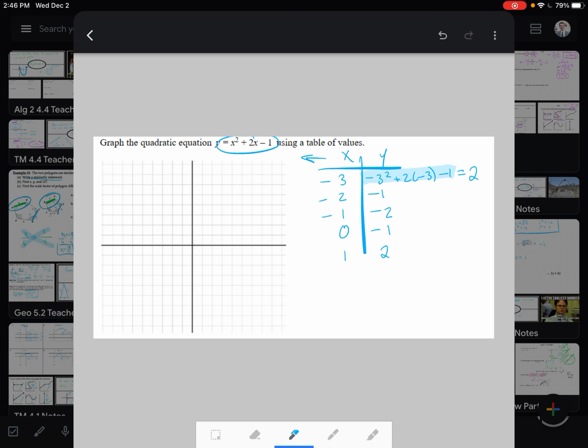So x is to the left or right, y is up and down. So we go 3 to the left and 2 up. Next, we go 2 to the left and 1 down, 1 to the left and 2 down, and then over 0, down 1, and then to the right 1, up 2. So there is our parabola.